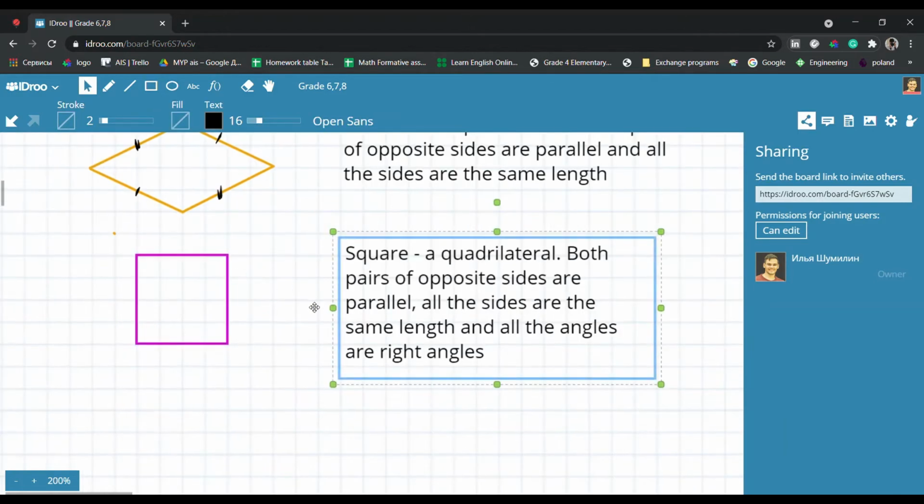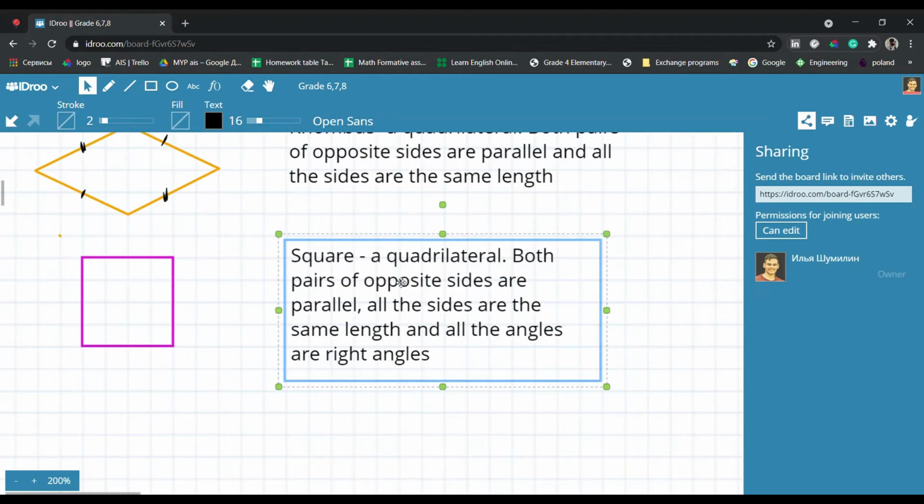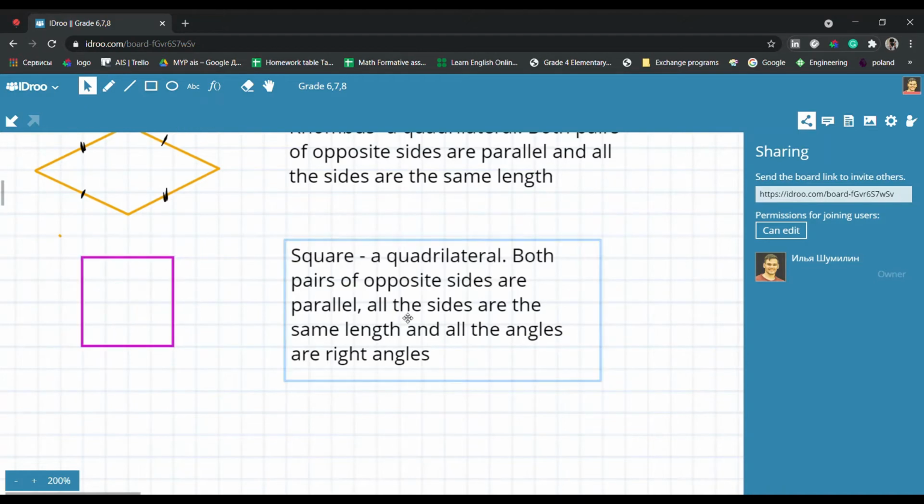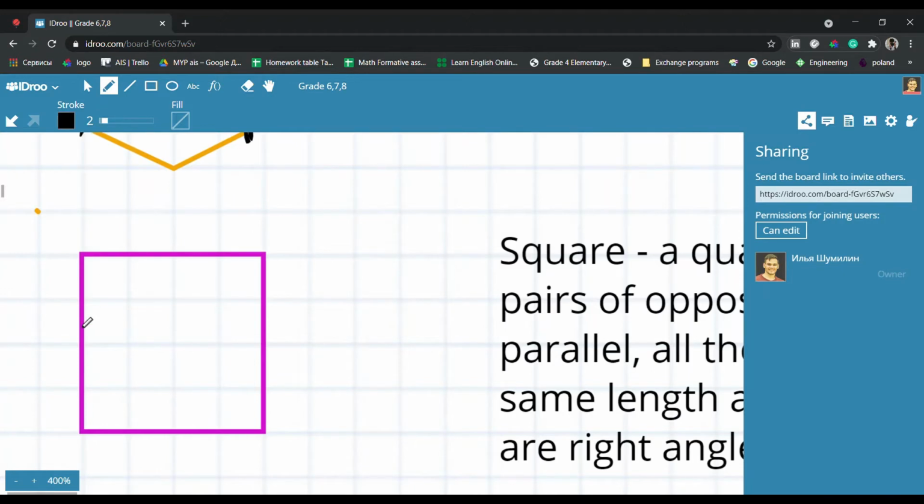All right, square. A square is a quadrilateral. Both pairs of opposite sides are parallel. We can see they're parallel. I can show you with the purple color. Those sides are parallel. They will never intersect. Those sides are parallel too. Two pairs of those sides. All right. And we'll see all the sides are the same length. Don't forget that we can show the equal length of the sides with a special tool. Actually, they are all equal.